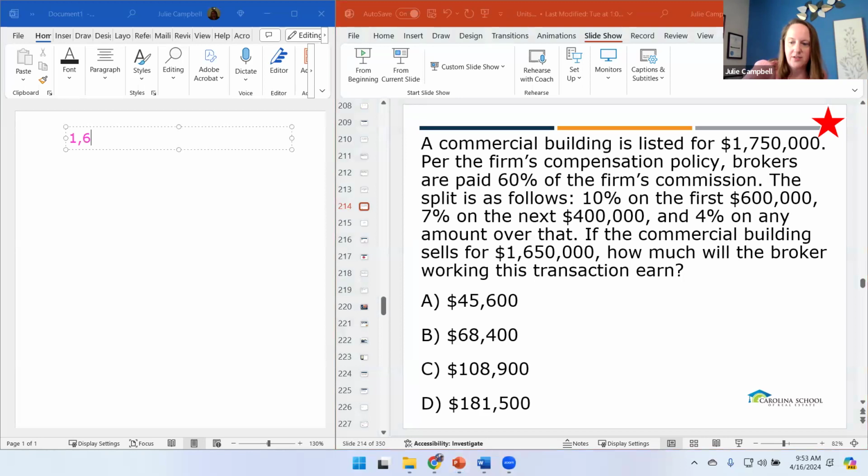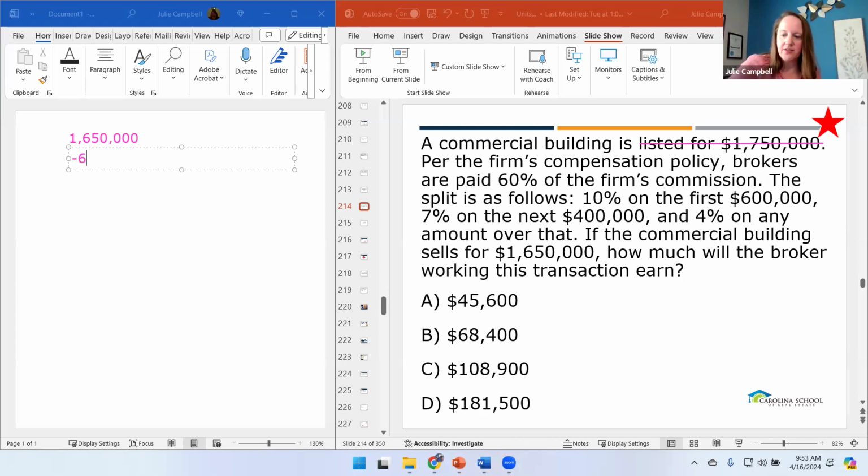So we start with the sales price. Again, don't care what you list it for. It's one distraction they like to give you. Our formulas tell us it's not about the listing price, it's about the sales price. So we sold it for 1,650,000. Back to the problem.